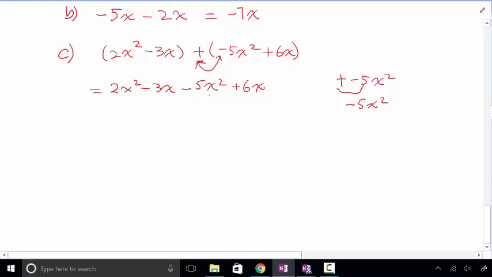Some people like to write like terms together, and then add them. If I'm really having a hard time, I just like to draw lines. This one with this one. This one with this one. If you really like, you can move them around and put them together. I just draw the lines and I'm good. But if you need to, go ahead. So what is this? 2x squared minus 5x squared. What do you get then? Negative 3x squared.